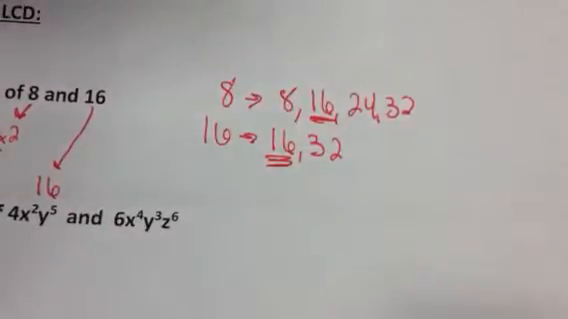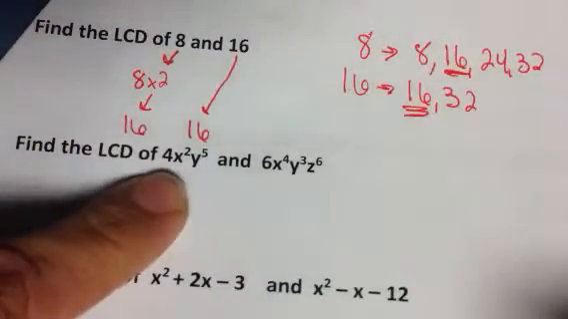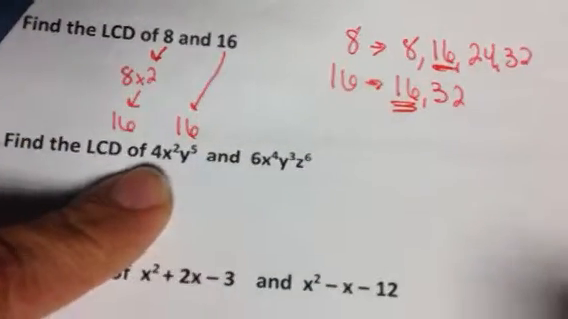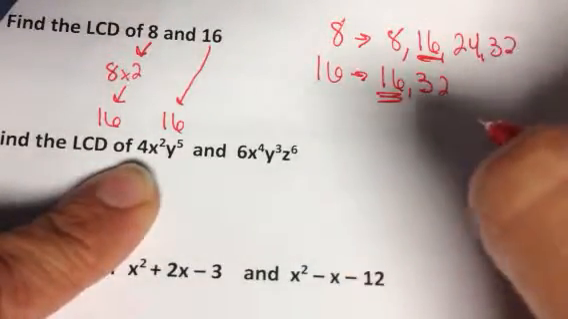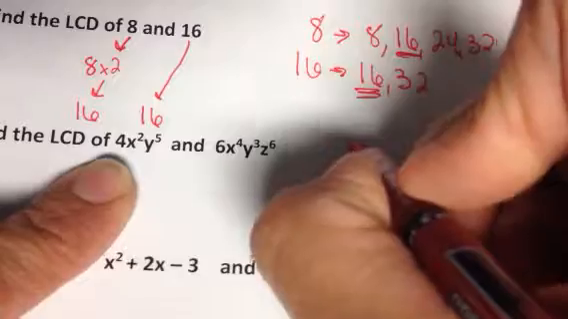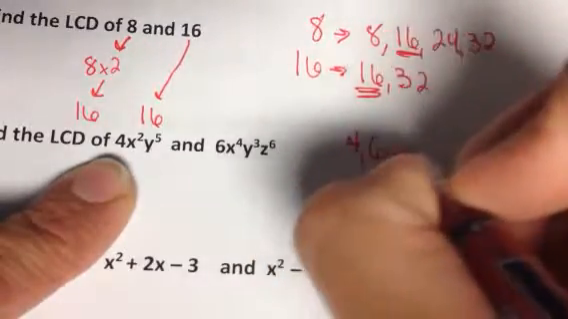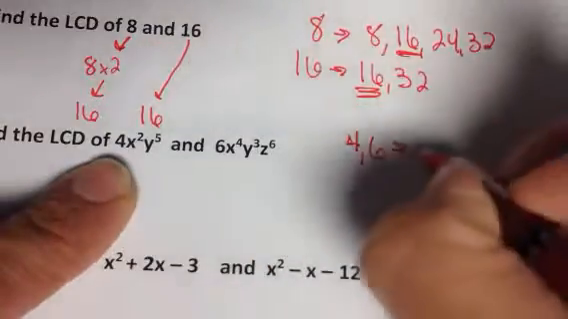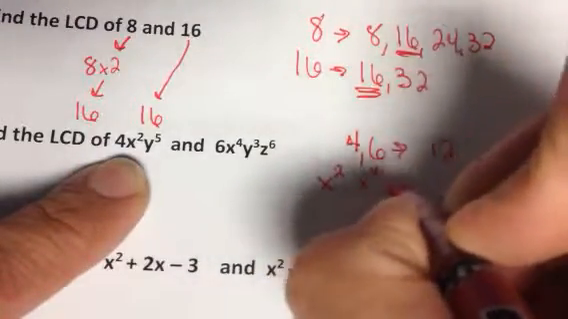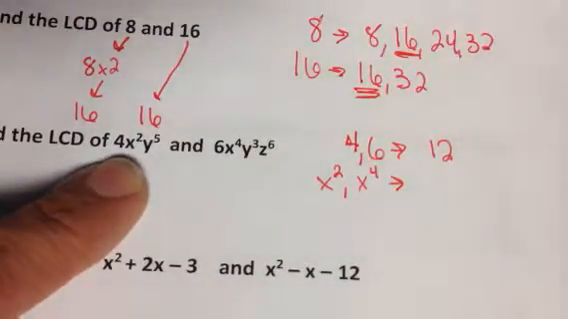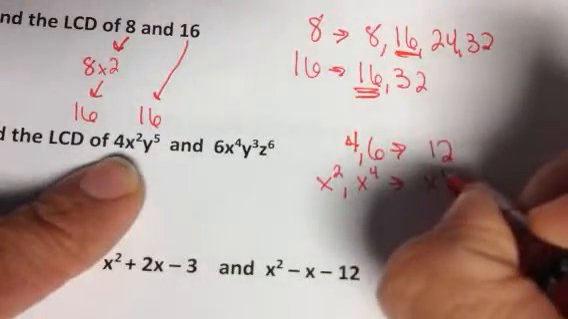Okay? So let's take a look at when we start to put letters in it. So I have 4's, x's, y's, and z's. So if I just start comparing, apples to apples, between 4 and 6, the first number that 4 and 6 would have in common is 12. When I look at x squared and x to the 4th, the first power of x that I could get them both to is x to the 4th.